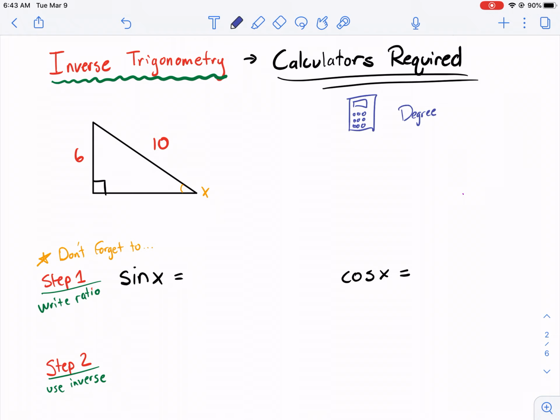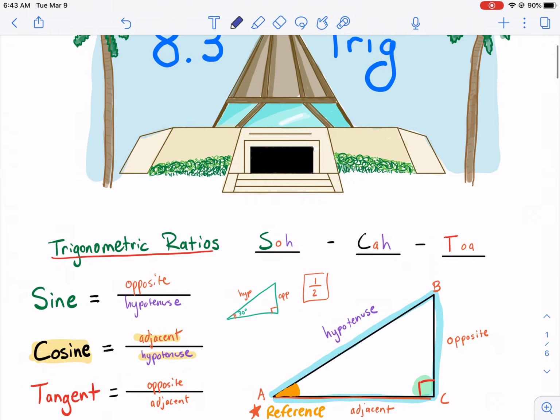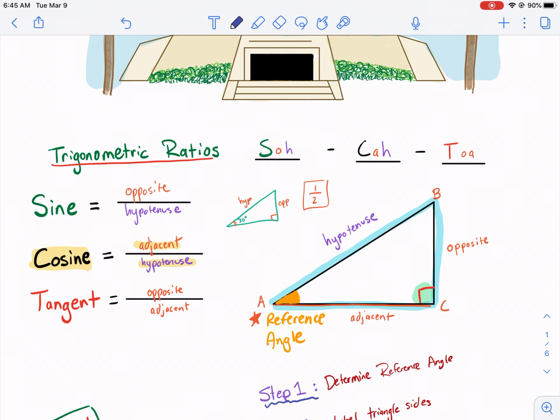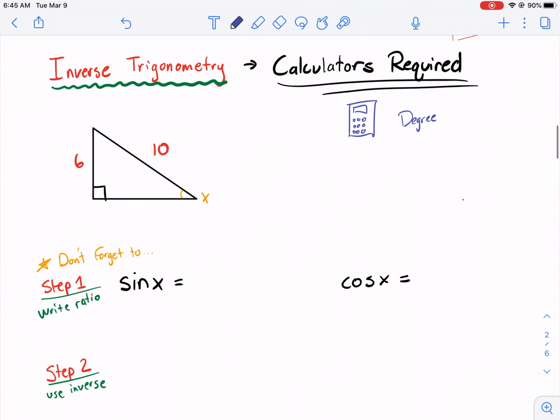Inverse trigonometry is very similar to what we talked about earlier. If you scroll up and follow along with our other notes, we talked about sine, cosine, and tangent, the definitions of the different ratios, and how to label the triangle. So let's start with that. We have a right triangle, so we can use trigonometry with it. We have sides of 6 and 10, and an unknown angle that we need to find.